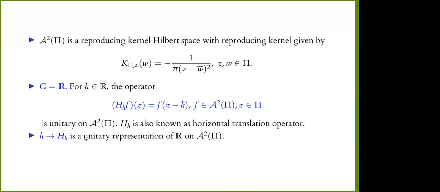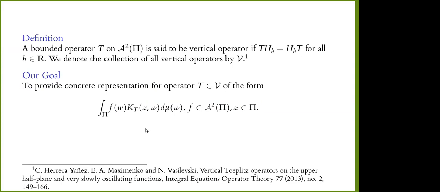If we consider the unitary representation of R on A²(Π) given by h going to H_h, then we can ask a similar question: can we characterize all the bounded operators T such that T commutes with all the horizontal translation operators? Here one thing to mention is that a bounded operator T on A²(Π) is said to be vertical if it commutes with all the horizontal translation operators. This class of operators was studied in the paper from 2013.